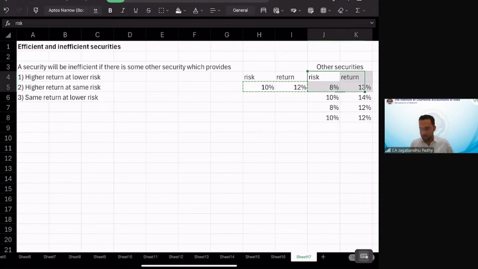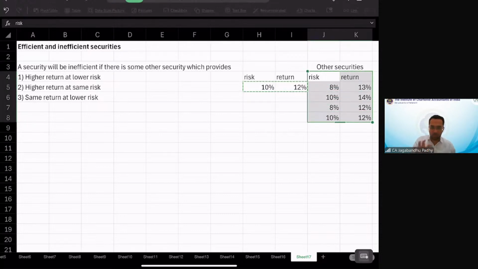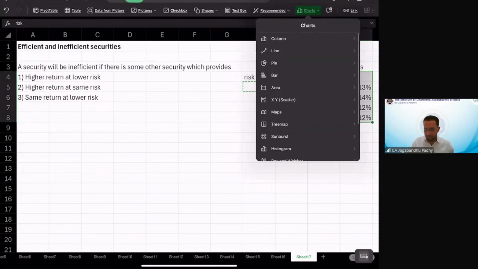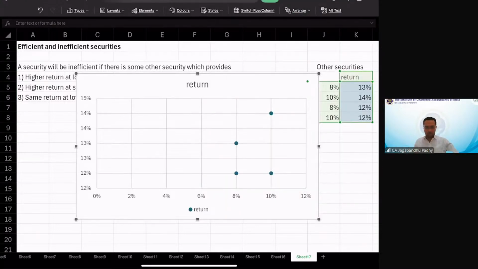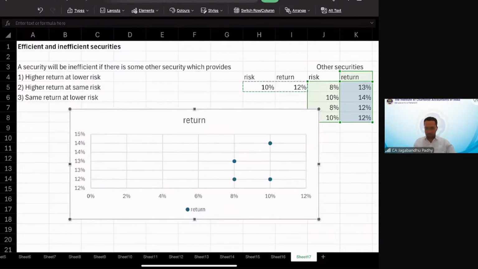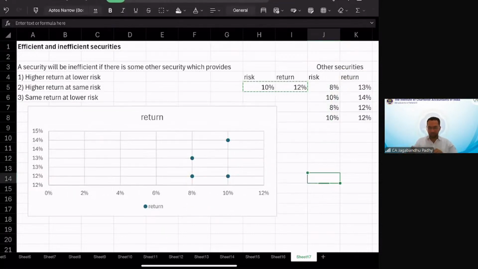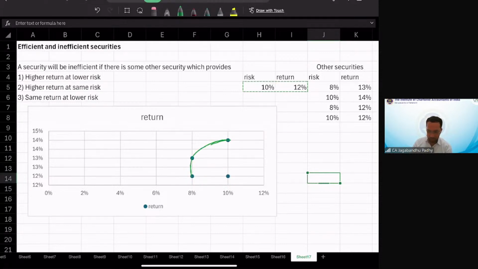So I'll just try to put up a chart in front of you so that we will be able to understand it more clearly. Look at this particular chart. You can see that the three securities are efficient as compared to this one, right?